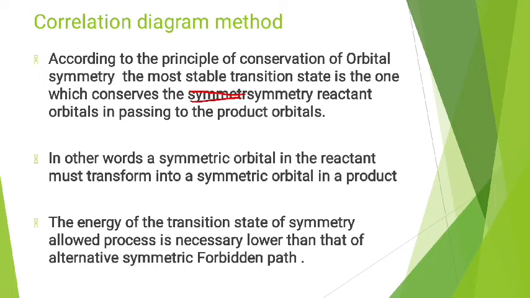So, the transition state must conserve the symmetry of reactant orbitals as they pass to the product orbitals. In other words, a symmetric orbital in the reactant must transform into a symmetric orbital in the product. If the orbital in the reactant is symmetric, then it must be a symmetric orbital in the product.